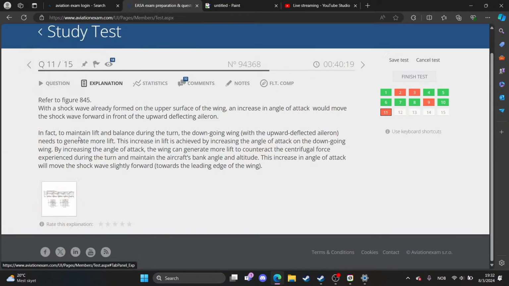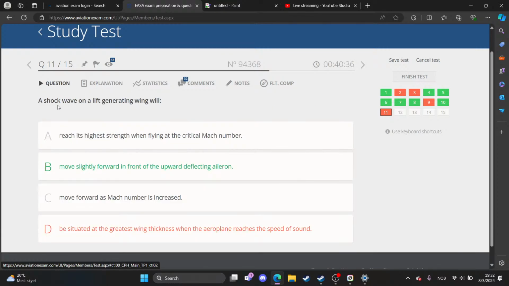Now I need to look at the explanation. The shock wave already formed on the upper wing. An increase in angle of attack would move the shock wave forward in front of the upward deflecting aileron. With an increase in angle, who says that we're increasing our angle of attack?